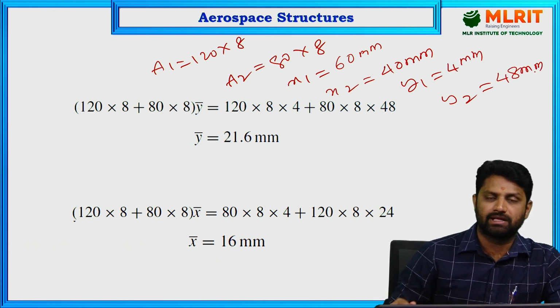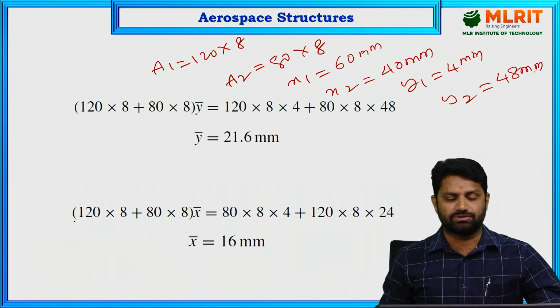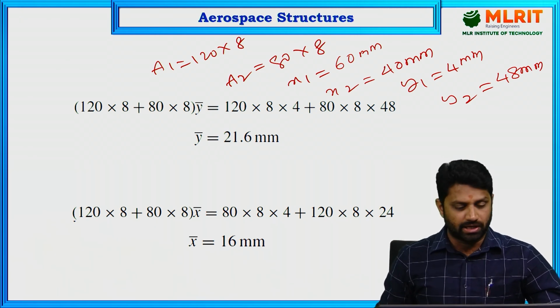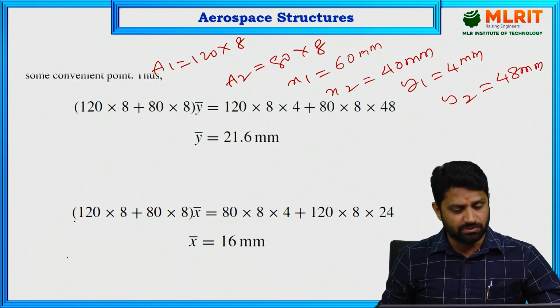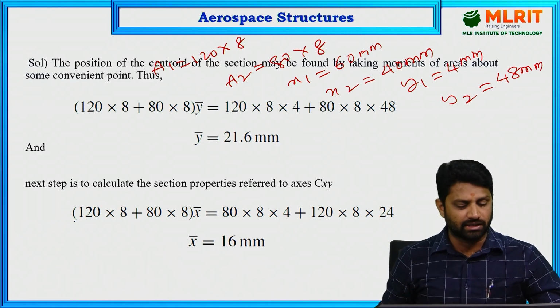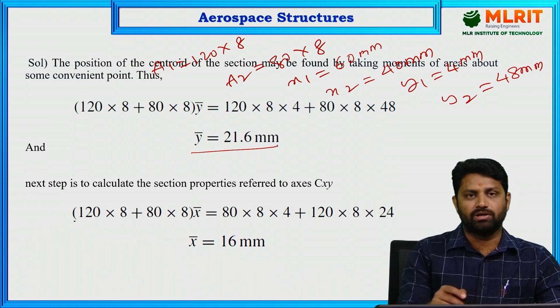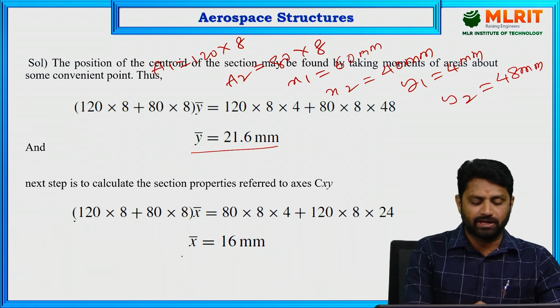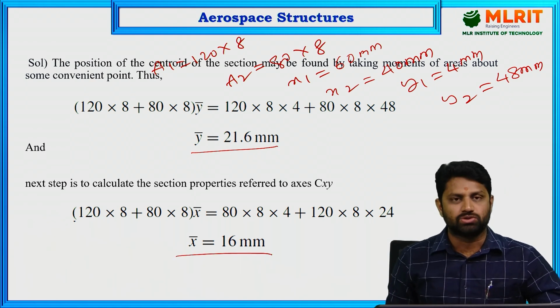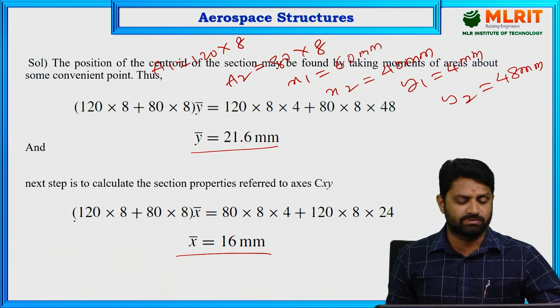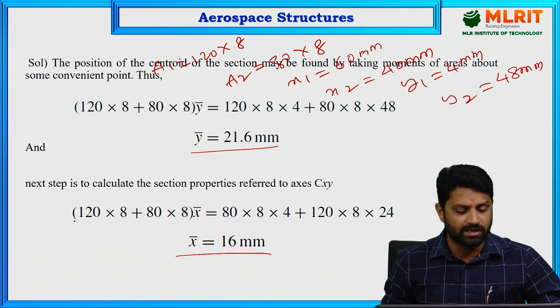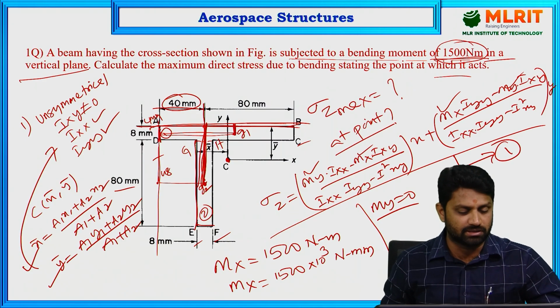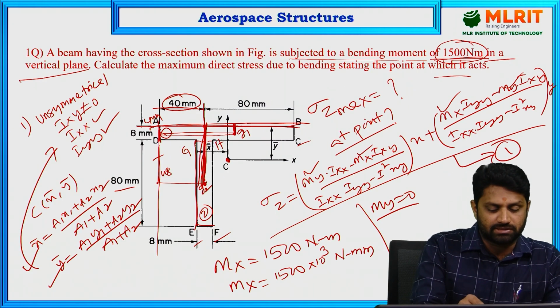So by taking these values of A1, A2, x1, x2, y1, y2, you can substitute in the formulas for x bar and y bar, and when you substitute this, you are going to get y bar as 21.6 mm, and x bar as 16 mm. So once you get the position of x bar and y bar, you have to denote the centroid position in the diagram. So already the centroid position is denoted in the diagram, that is here. So that is nothing but what, from this one.